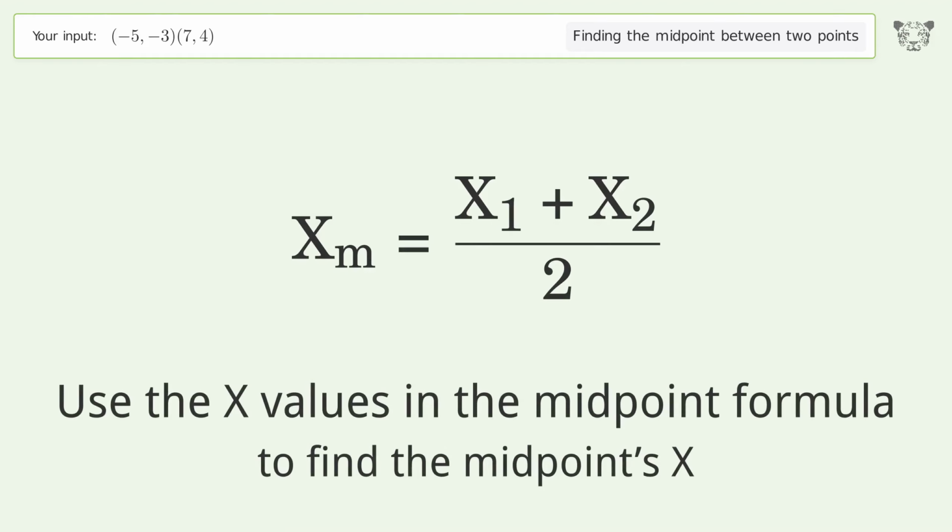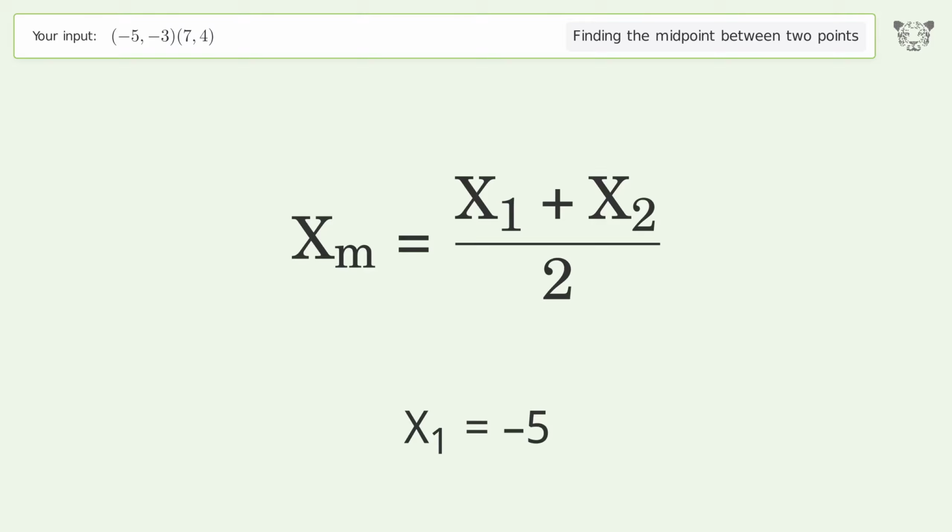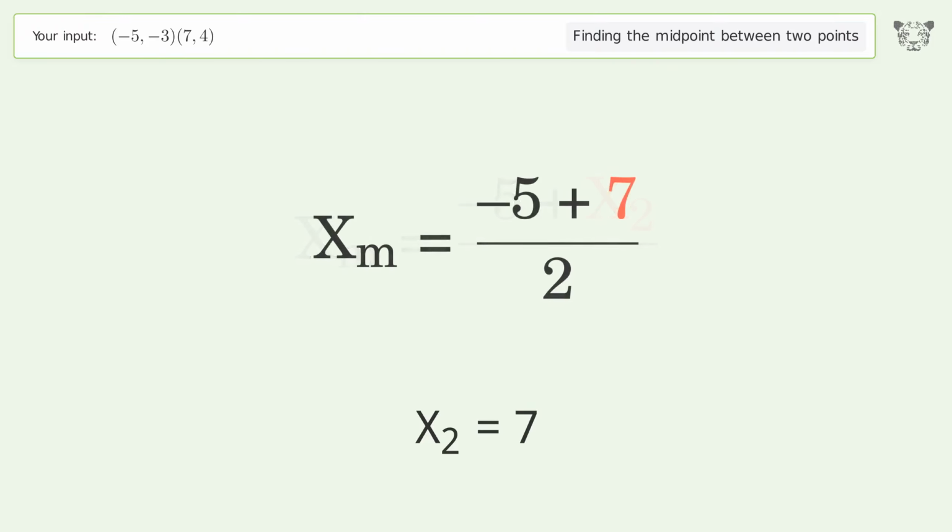Use the x values in the midpoint formula to find the midpoint's x. x1 equals -5. x2 equals 7. Simplify the arithmetic.